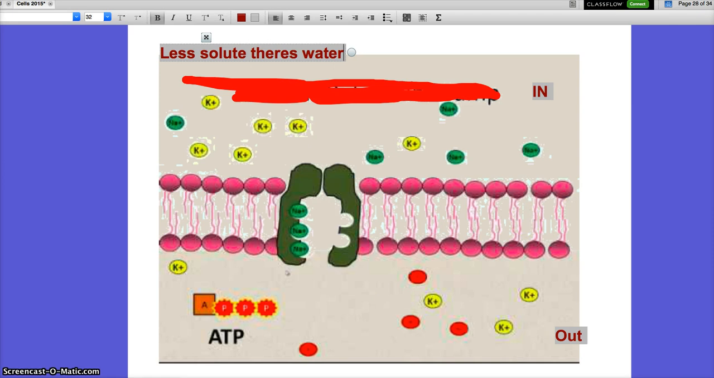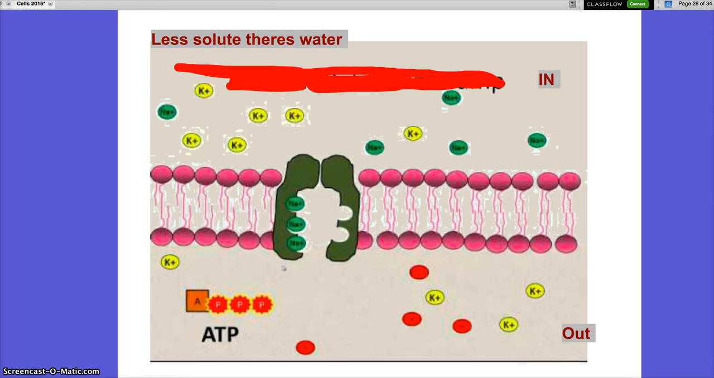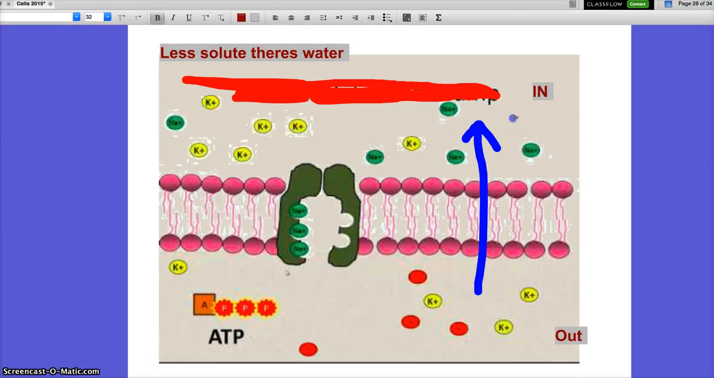So in which direction is water going to move? Who could tell me? Raise your hand. In which direction does water always move? High to low. In which direction is water going to move? High to low is where in this diagram? In. There's more water here, so it's going to move here. Water moves in.